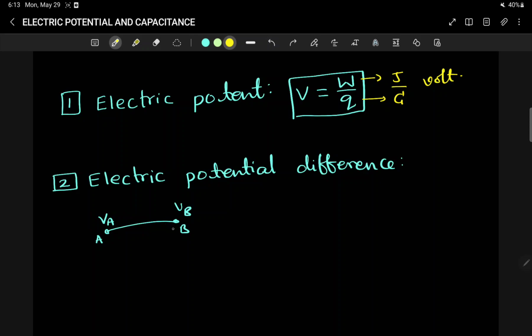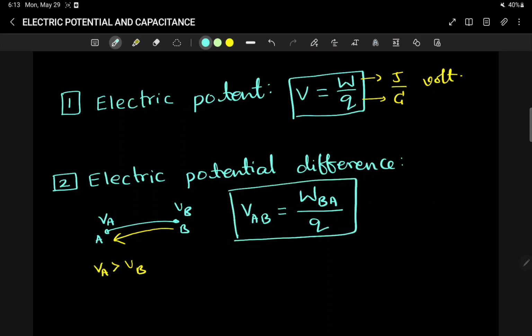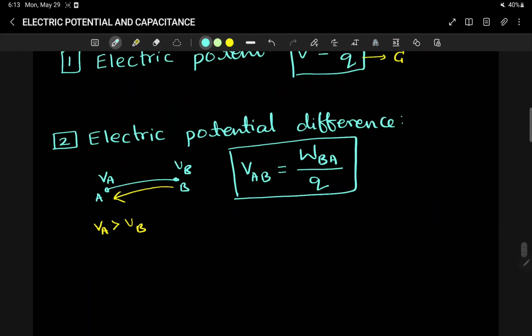Now what is the amount of work done to move the charge from B to A? Let us consider potential at A is greater than potential at B. Okay, so now the amount of work done is given by, let me write, electric potential difference VAB is equal to the amount of work done to move a charge from B to A divided by Q. Q is the magnitude of moving charge. So now I need to calculate what is that work done.